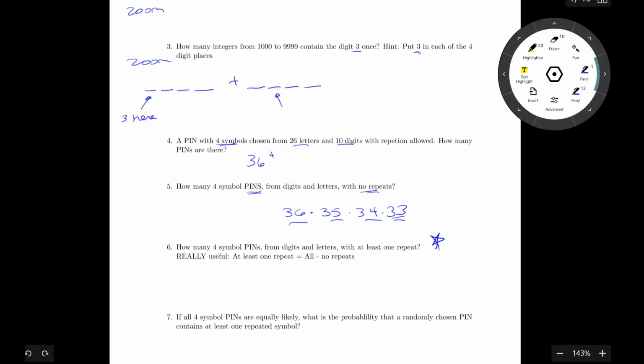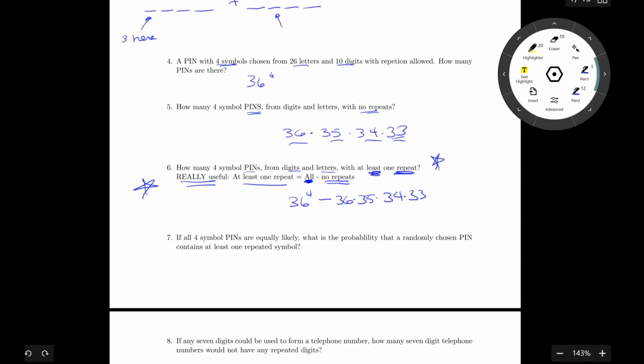Okay, so this is a big deal. I want you to make sure you really use this. So if I want how many pens there are with letters and digits with at least 1 repeat, this is really useful. To get at least 1 repeat, you find the ways to do all of them and subtract off no repeats. So what does that give us? 36 to the 4th is all of them. Subtract off no repeats, that's what we just did here, right? So I really want to make sure you get that.